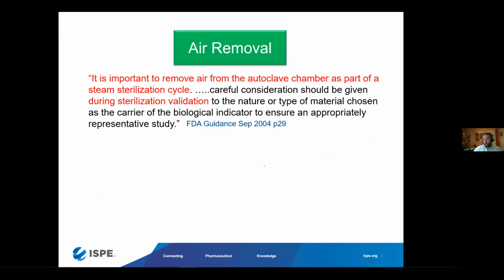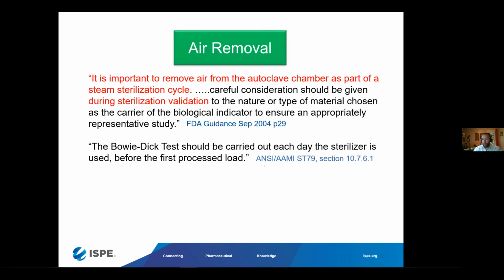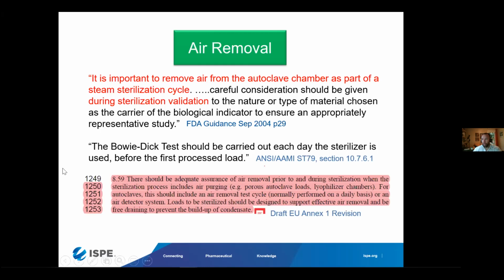Air removal verification, this is a hot topic right now. FDA guidance says that air removal needs to be confirmed as part of validation and also as part of your routine monitoring of autoclave performance. The AAMI ST79 talks specifically about an air removal device called the Bowie-Dick test. Same with the draft EU Annex 1, which says that there needs to be adequate assurance of air removal and steam penetration on a frequent basis, and that's using a Bowie-Dick test as well.